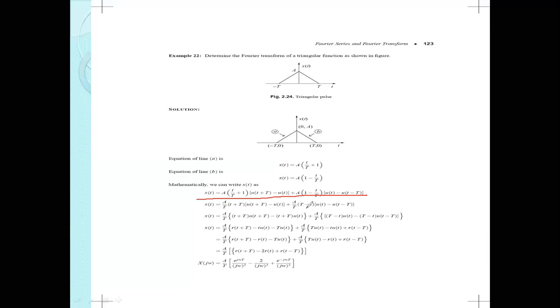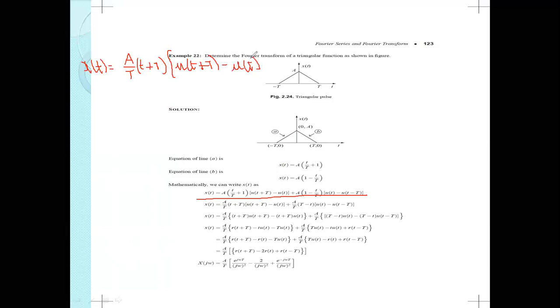A by T is there, and then T minus t. Again, you can multiply, the T gets cancelled, and A into 1 minus t by T only, u(t) minus u(t minus T). Now we got the expression x of t equal to the slope, which I can write as A by T, t plus capital T, multiplied with u(t plus T) minus u(t).